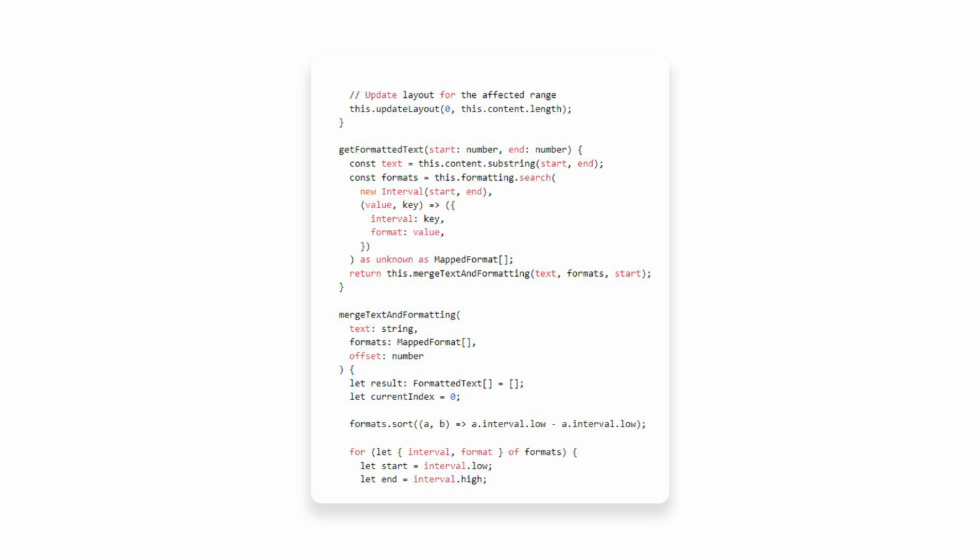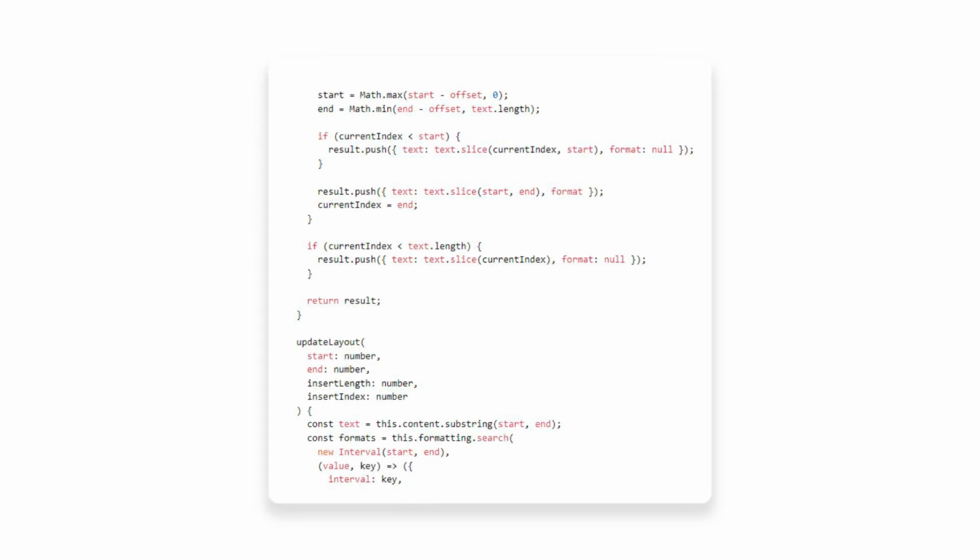It initializes an empty array, result, to hold the formatted text segments and sorts the formatting intervals for processing. The snippet sets the stage for iterating over each format to create the final structured output. Now we complete the merge text and formatting method and begin the update layout method. 1. Finalizing merging of text and formatting.